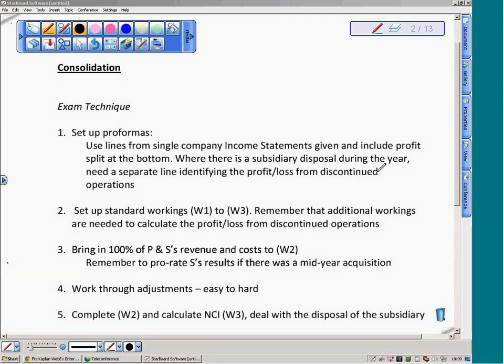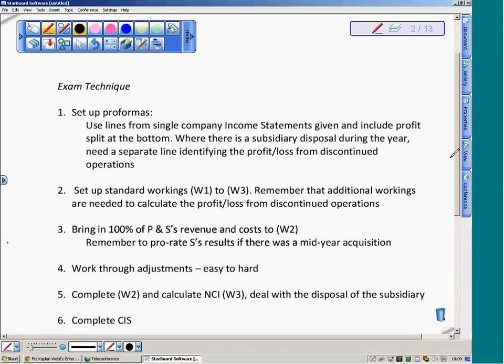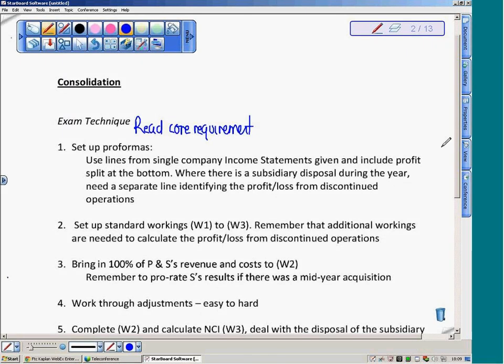Now, you may have a technique that you developed as you practice questions. However, this is something that we encourage students to follow. You have to set up your pro formas. Okay. Obviously, before you do that, you need to read the core requirements. So once you've read the core requirement and you understand that you're preparing a consolidated income statement, you need to think about preparing your pro forma.